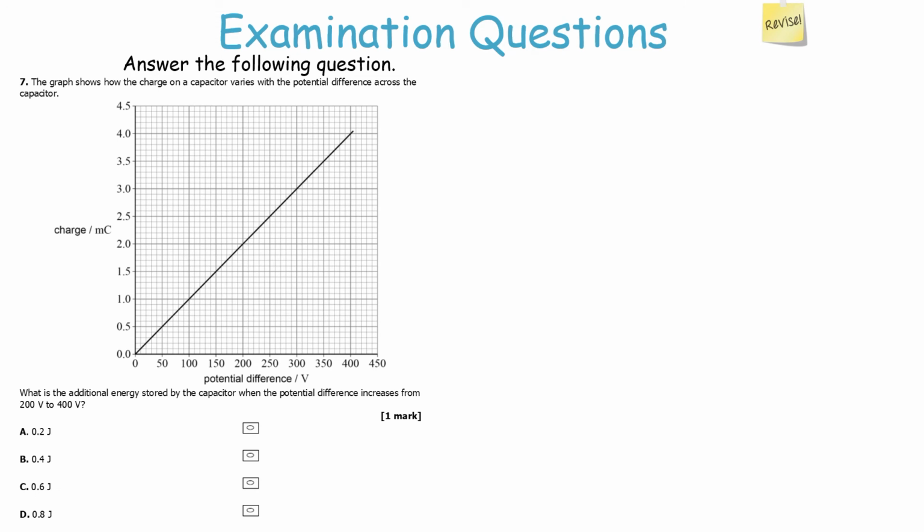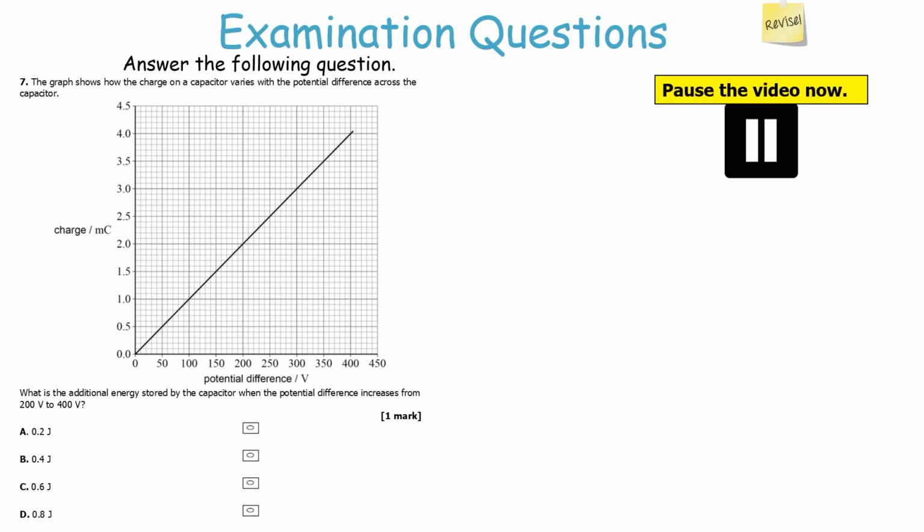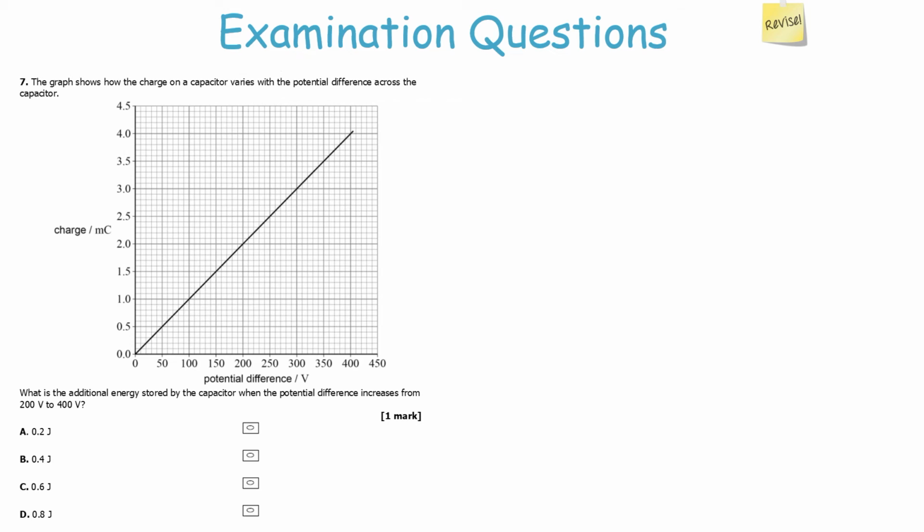Next question. The graph shows how the charge on a capacitor varies with the potential difference across the capacitor. What is the additional energy stored by the capacitor when the potential difference increases from 200 volts to 400 volts? So pause the video now, then unpause the video when you want to go through the answer. Right, so what you've got to do here is understand how you can work out the energy stored by a capacitor.